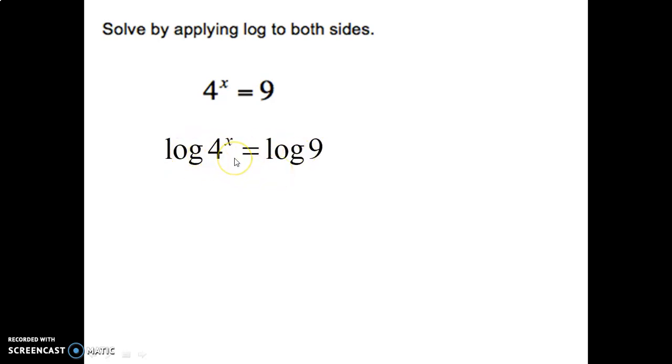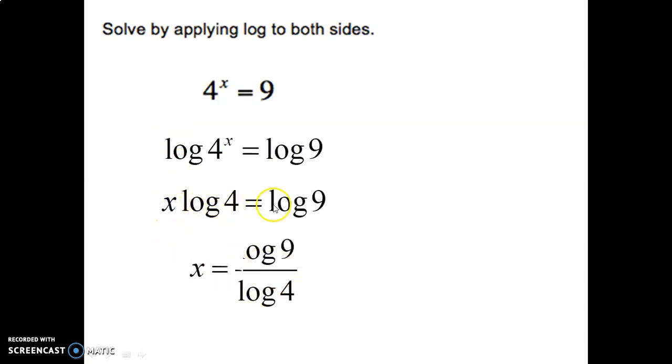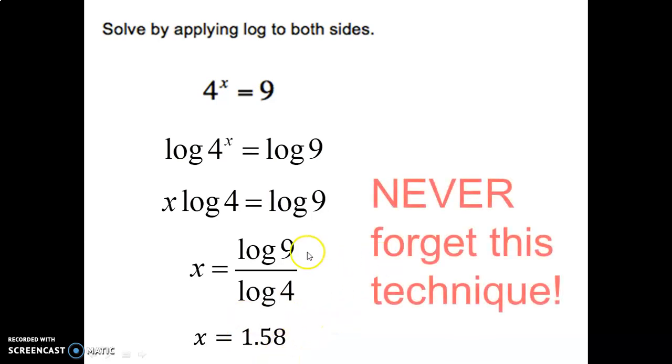So now that we have that, we can solve for x by dropping the x in front here and then dividing by log of 4 to get x. So x equals log of 9 over log of 4. Notice that is exactly what we just had a moment ago when we did the change of base approach. So by applying log on both sides, it's the same thing as going through the process of changing to log form and then doing change of base. It's the same thing, all right? Now, that, of course, will give us the same answer. So now, never forget this technique.